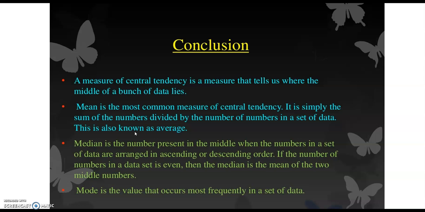So children, it's time to wind up our session. A measure of central tendency is a measure that tells us where the middle of a bunch of data lies. Mean is the most common measure of central tendency. It is simply the sum of numbers divided by the number of numbers in a set of data. This is also known as average. Median is the number present in the middle when the numbers in a set of data are arranged in ascending or descending order. If the number of numbers in a data set is even, then the median is the mean of the two middle numbers. Then mode is the value that occurs most frequently in a set of data.